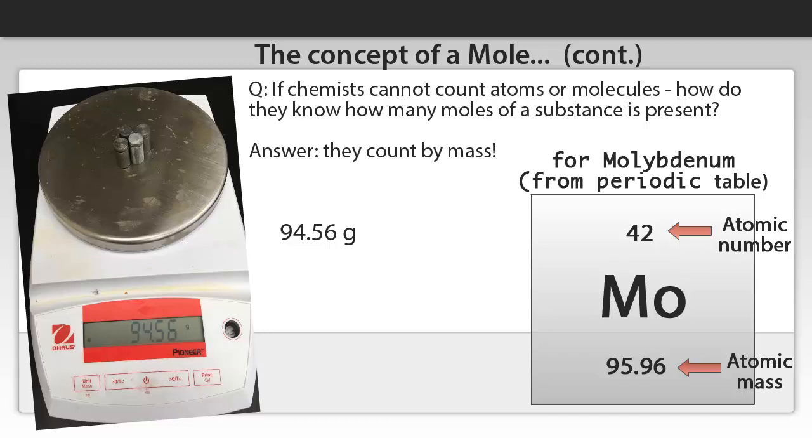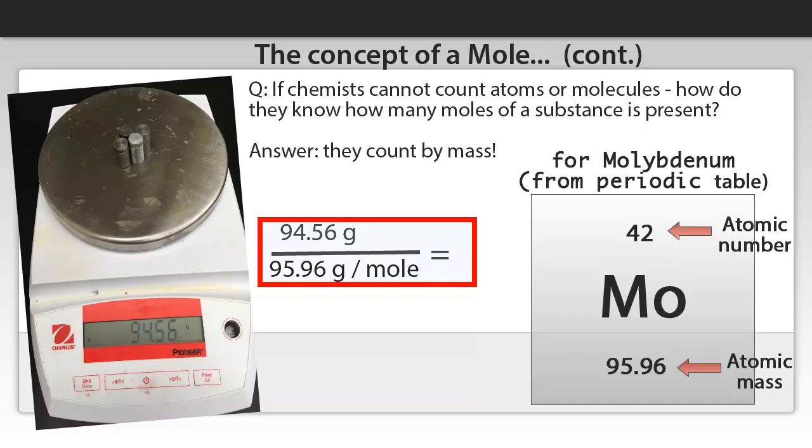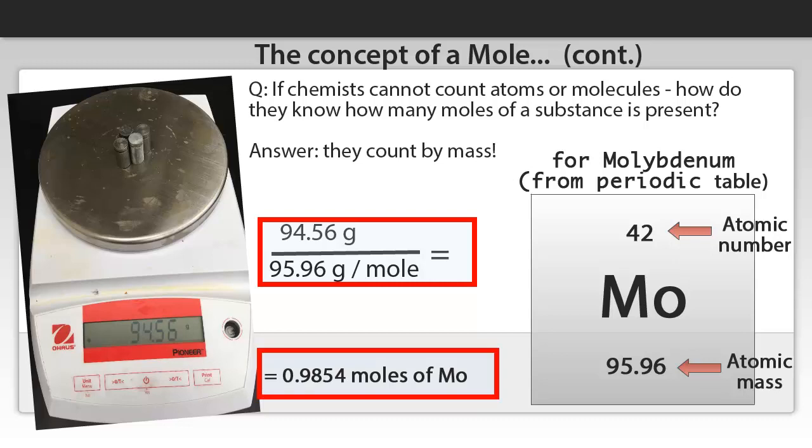But we can figure out how many moles we've got by simple division. We take the mass that's observed, 94.56 grams of sample, and we're going to divide that by the atomic mass, 95.96 grams. Again, this is the quantity or the mass required for 1 mole of the element. If we do the simple division, we find that the result is equal to 0.09854 moles of molybdenum. And sure enough, that's how many moles of the element is present in the sample that was massed out in this experiment.